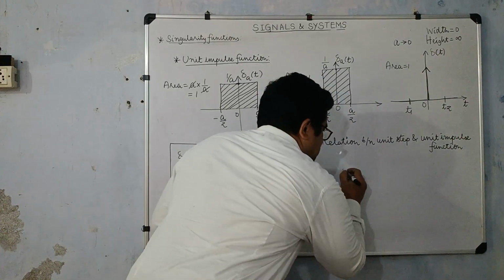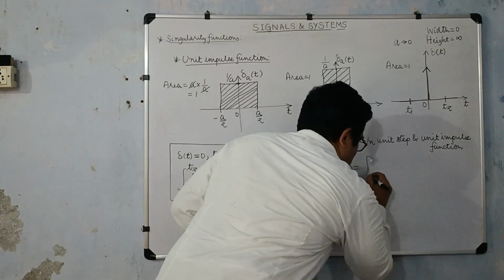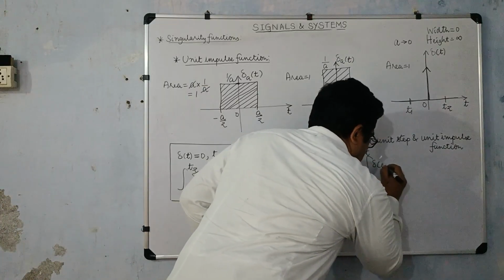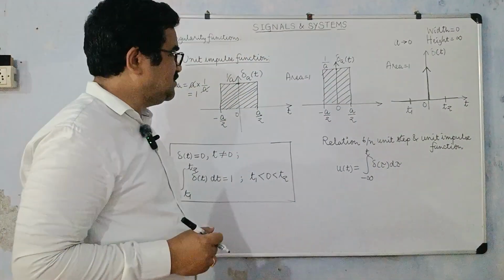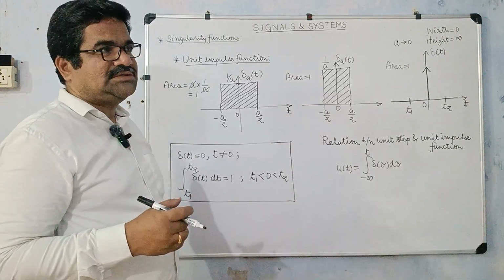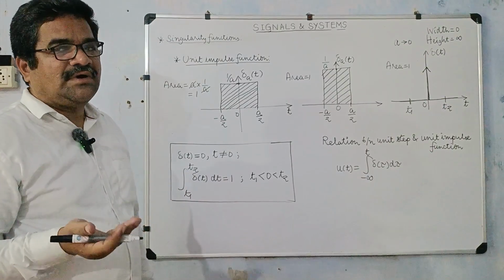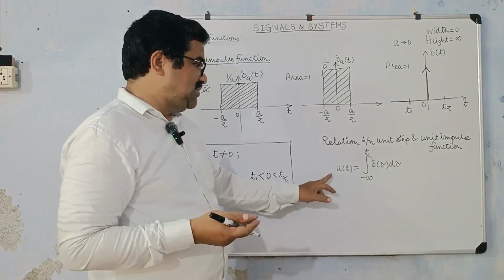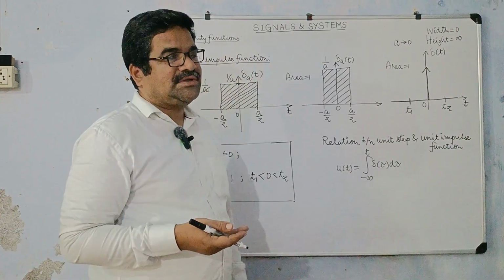So what is the relation? The unit step function can be written as the integral from minus infinity to t of delta of tau d tau. That is, as I have already told you, the singularity functions are functions which are related to each other such that the derivative or integration of one function gives you another function. Okay. So here my unit step function is written as an integral of the unit impulse function.